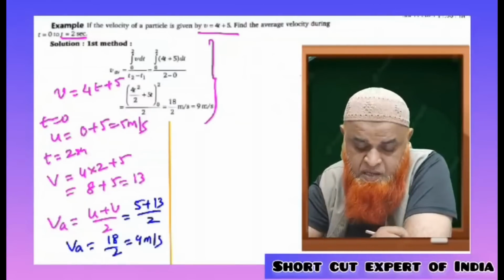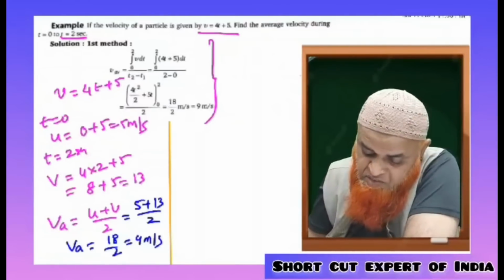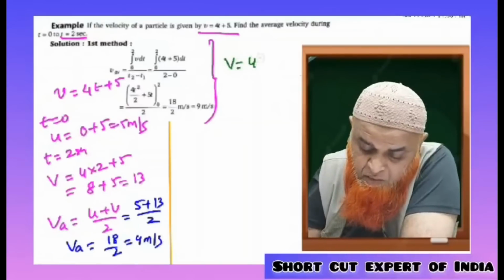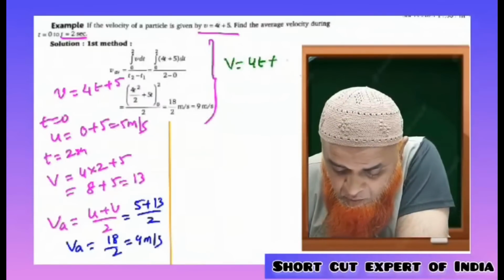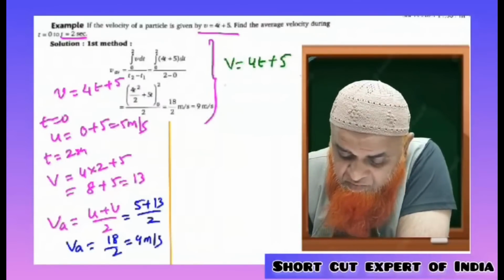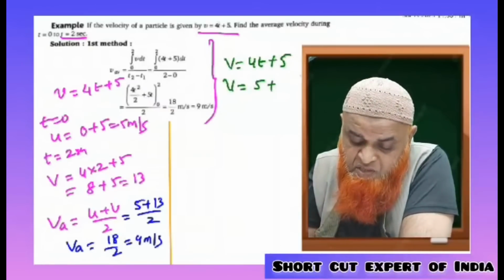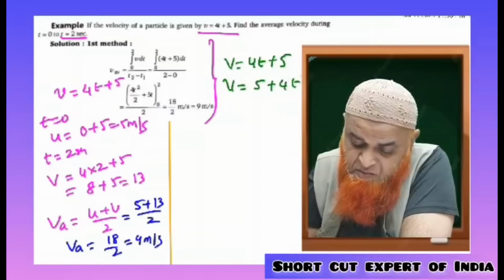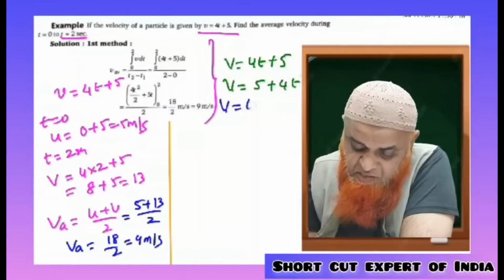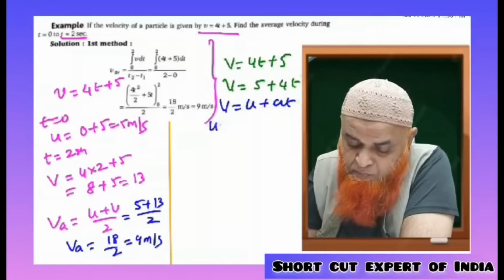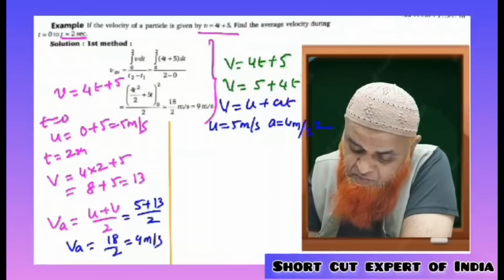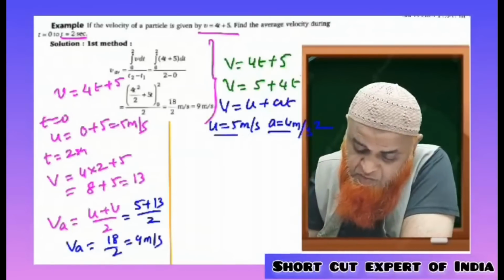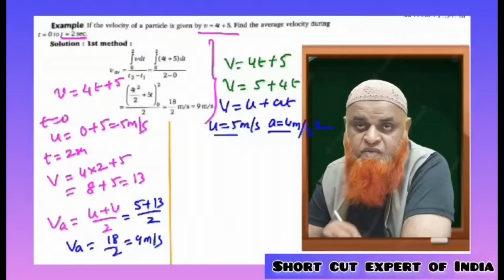Let me tell you one more shortcut here. Second shortcut, what is the second shortcut? You can just see here. It is given that v is equal to 4t plus 5. You can write this equation like 5 plus 4 into t. You can just compare this equation with the general equation v is equal to u plus at, where u is equal to 5 meters per second and a is equal to 4 meter per second square. So a is equal to 4 meter per second square, and u is equal to 5 meters per second.